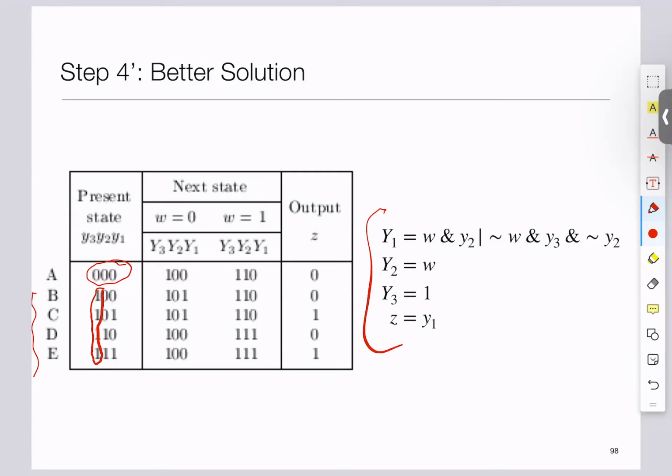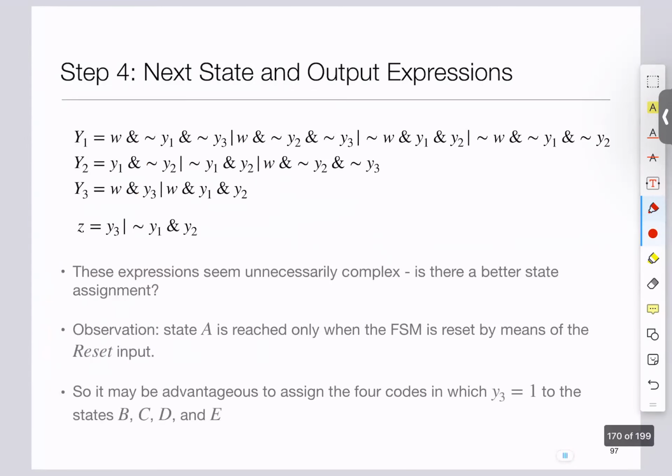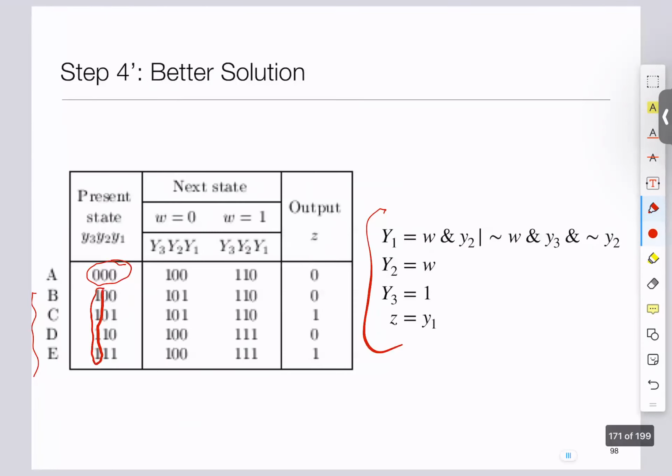I'm not going to show precise details again, but this is why state encoding matters. One state encoding gave me these equations, and the other state encoding gives me these equations. Clearly the latter is much better. So state encoding matters, and sometimes insight, like looking at the problem and finding some structure in it, can help you. Of course, software tools can do it for you.